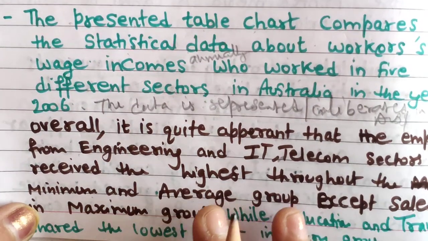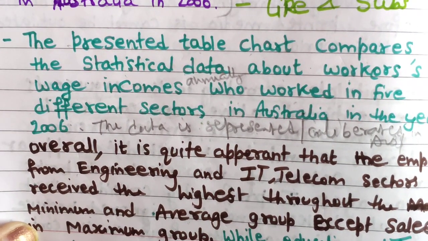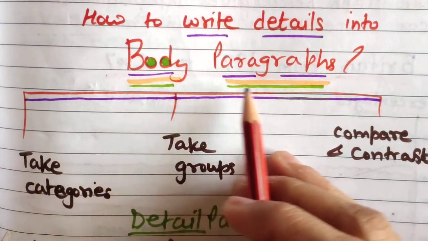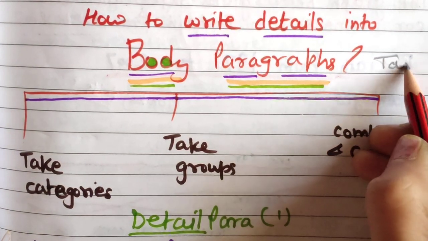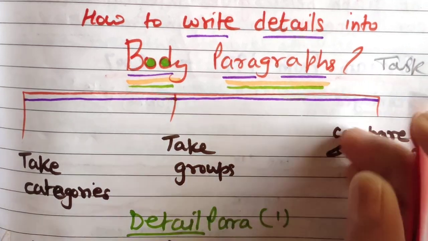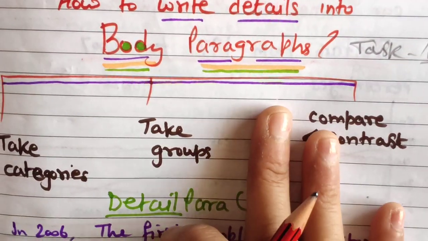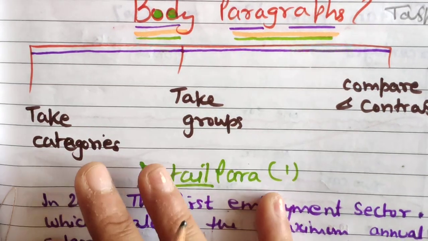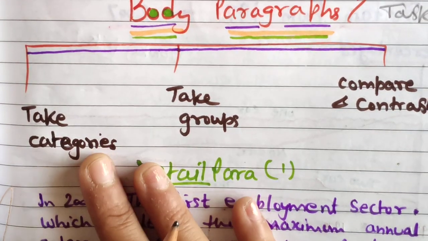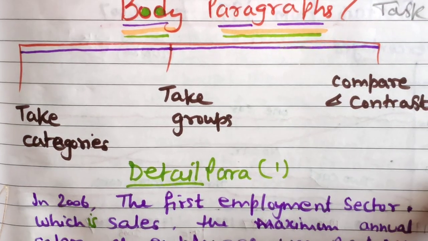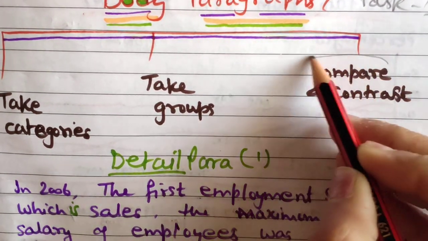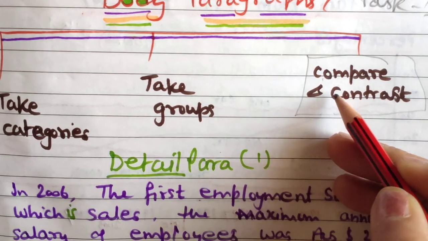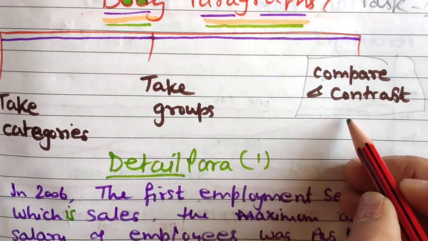Now come to the main point, that is the detailing paragraph. So how to write a body paragraph in writing task 1? It's a very important point. Some students can't compare the things. If you can't compare, then just take categories and write them down. 5.5 definitely you will get it. If you want more bands, then you have to bring the language of compare and contrast. In fact, in real, you have to compare the things with each other.